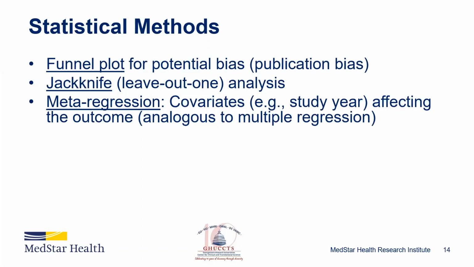And then another method that we often see is what we call meta-regression. In other words, we introduce into the analysis covariates that might affect the outcome. So for example, if your studies comprise a number of years, we could look at study year to see if that affected the outcome, or other covariates like that.